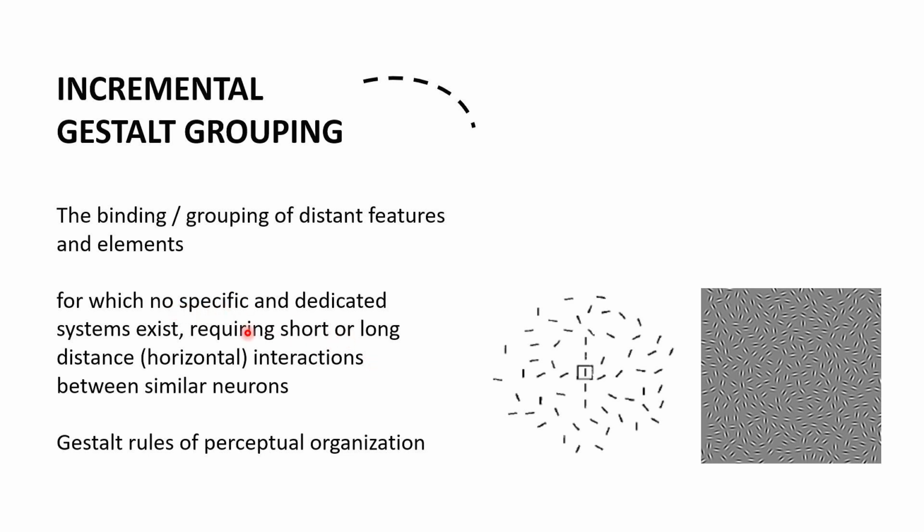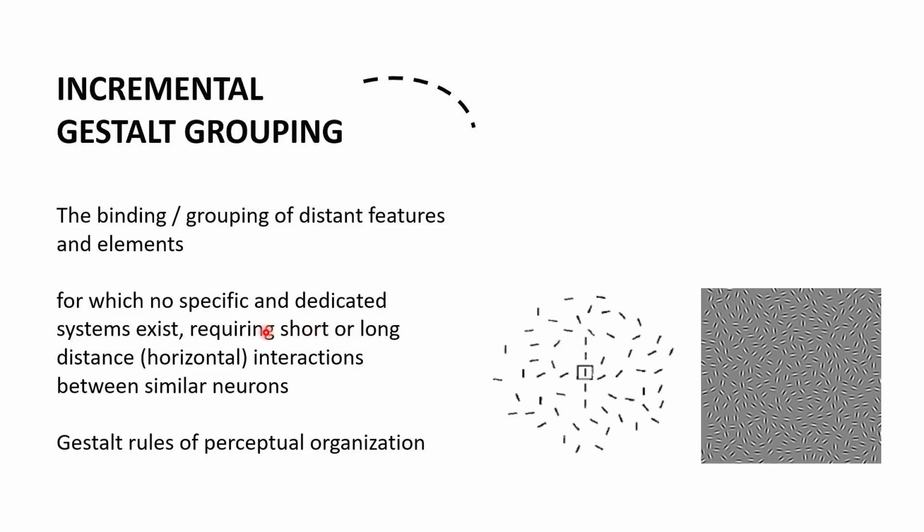The main point here is that there are no really specific and dedicated systems, or I should rather say no dedicated neurons, which are doing this. So there's no neuron which is specifically tuned to a set of Gabor patches that are going in a circle, nor are there specific neurons that are tuned to five vertical lines lying in a row.